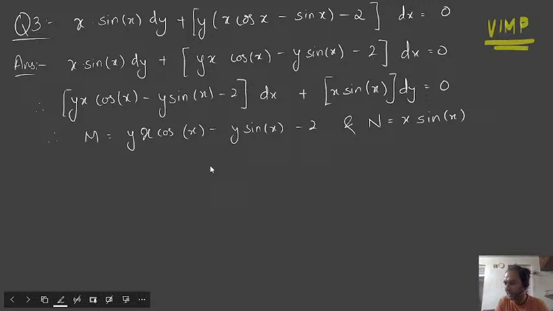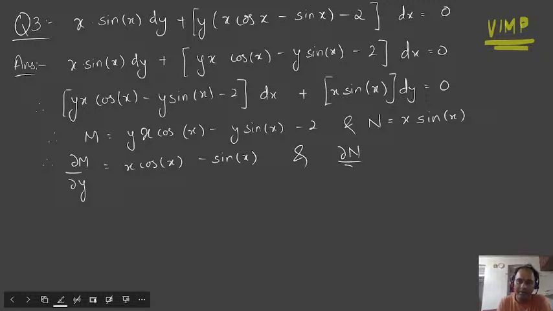Okay, so this is your M and this is your N over here. Now when you calculate ∂M/∂y, what you get is x cos x minus sin x, and the 2 goes away. And ∂N/∂x, when we calculate, we will get x cos x plus sin x over here.